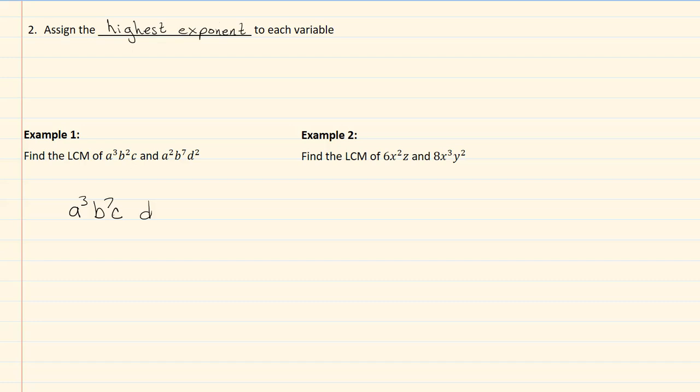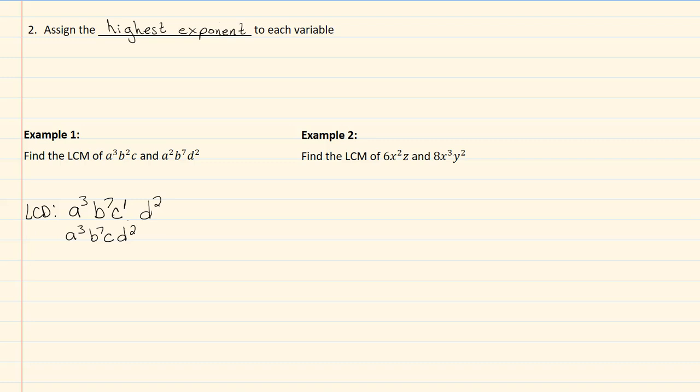We look at our C, we only have one C, so our highest exponent is whatever is on that C, and in this case it's 1, or because you don't see it, it's understood to be there. And then we have a D, and again we only have one, so our highest exponent is going to be 2. So this would be our LCD. There's no multiplying to get this because we don't have any numbers. And I would probably write this as A cubed, B to the 7th, C, D squared, because the 1 is always understood for the exponent.